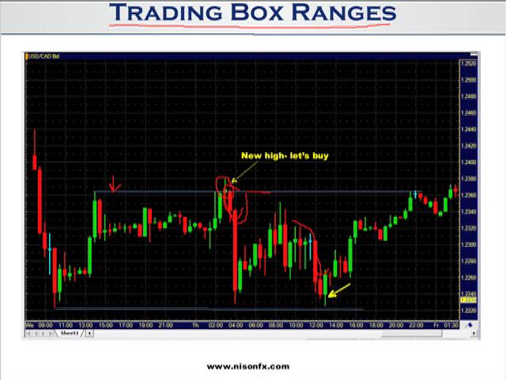Okay, so get rid of a lot of this stuff here. Okay, so let's say you bought on this bullish engulfing pattern, and your target are the highs over here. And look what you get at resistance, a doji. Perfect time to take profit.